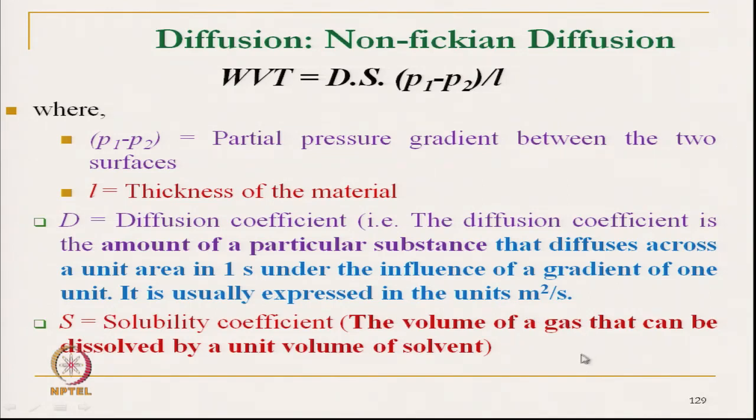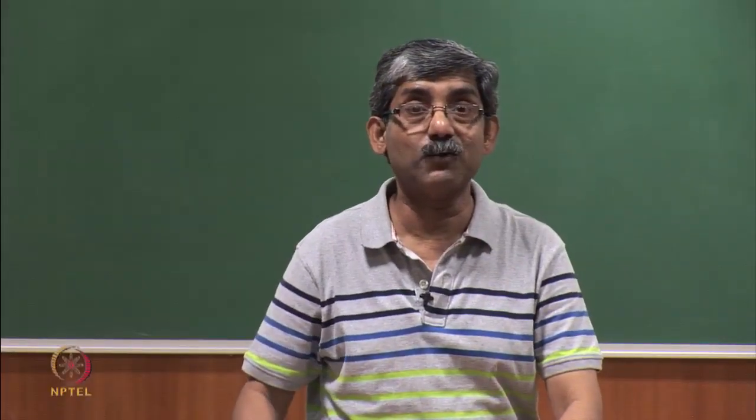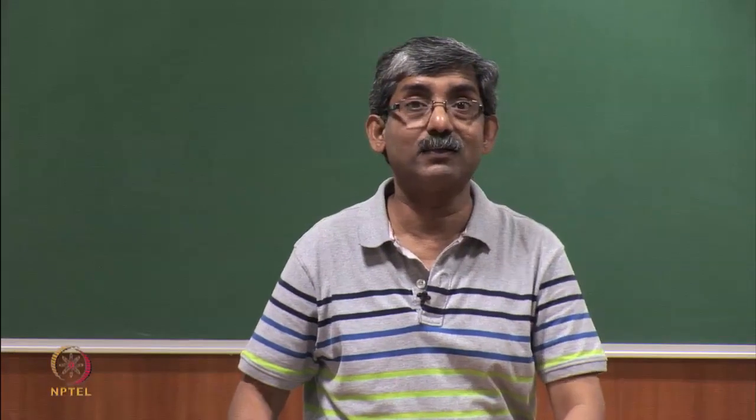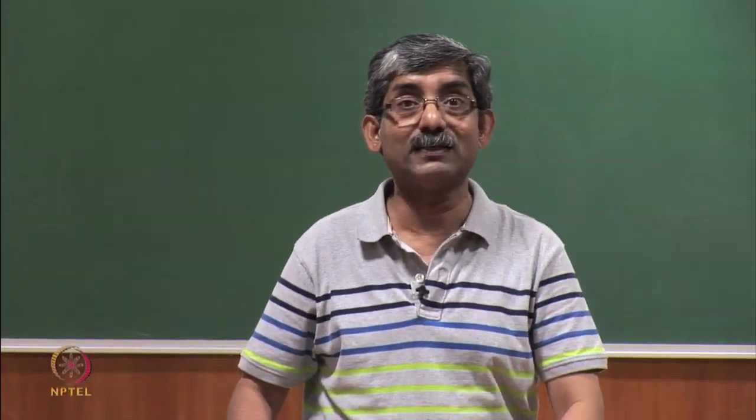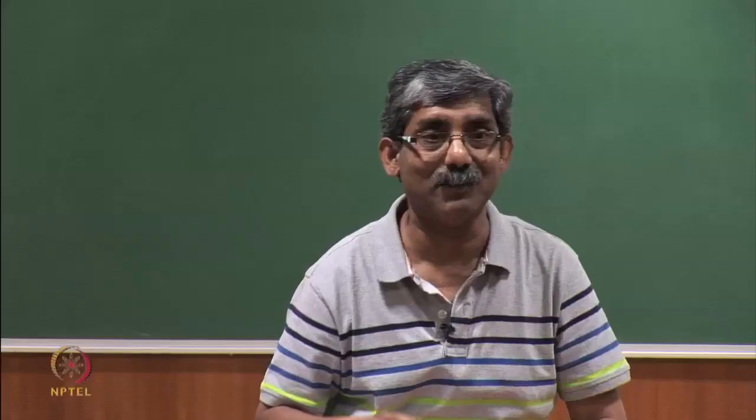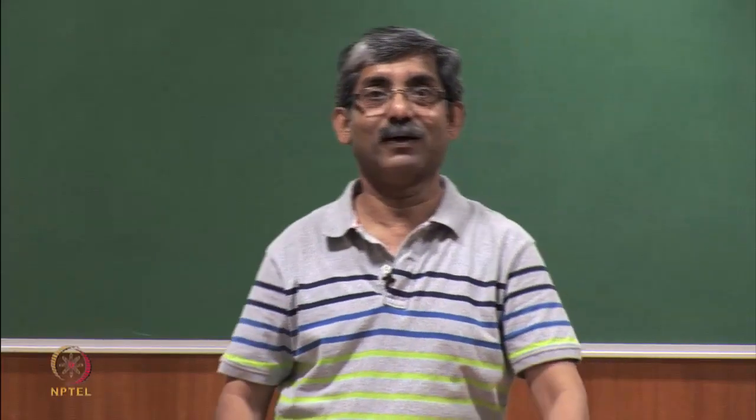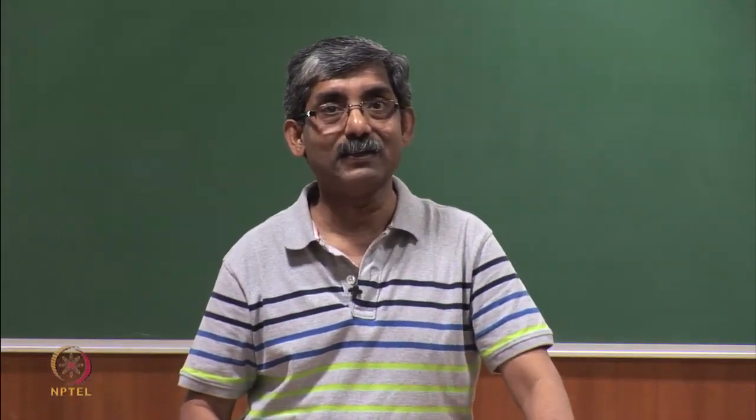Here we are not talking about a gas, we are talking about moisture vapor. This non-Fickian diffusion is basically for a gaseous material. So, S is the solubility coefficient of gas here, but in our case it is equivalent to the moisture regain of the textile material, and L is the thickness of the material.